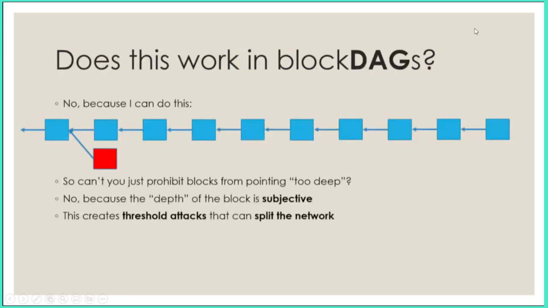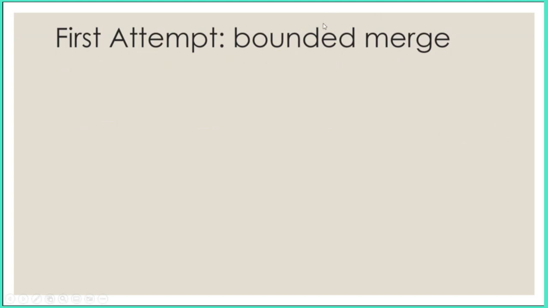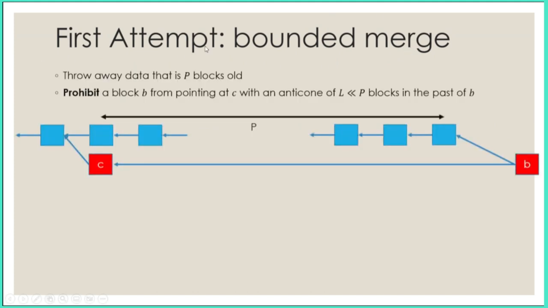So how do we go about fixing this? How do we find a better solution? A first attempt would be what we called a bounded merge. What this means is we're saying, okay, this block is fine, but this block isn't. We don't allow a block to point at two blocks that are too far apart.